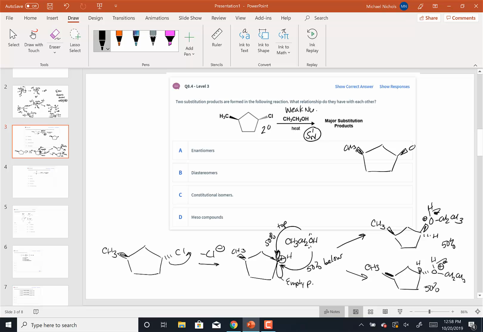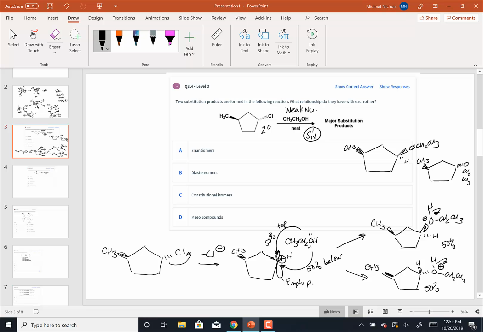One where the OCH2CH3 group is above the plane of the ring, and the other where the OCH2CH3 group is below the plane of the ring. Okay, now that sets up the final answer to the question.